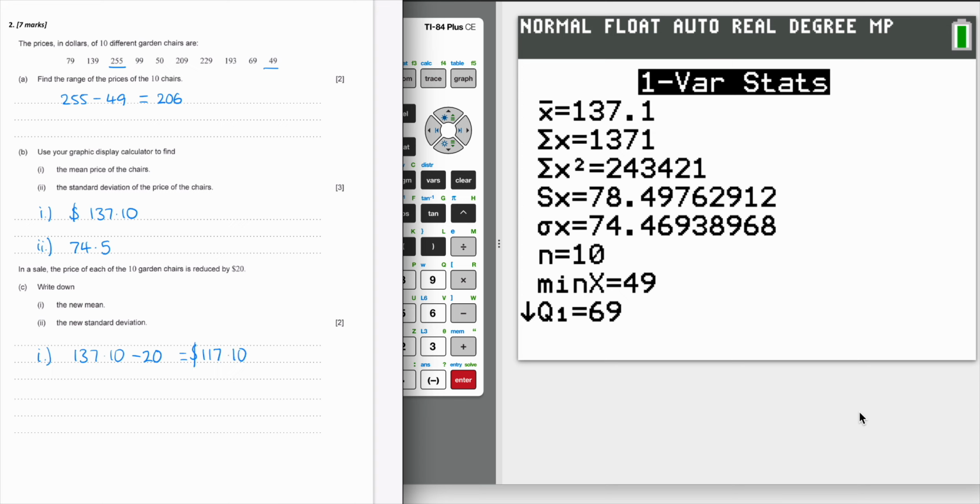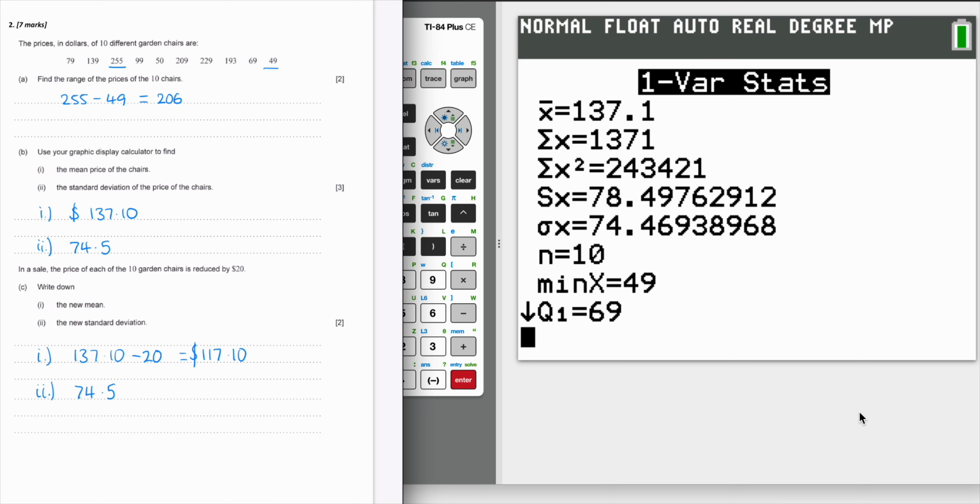$117.10. And then for the standard deviation, now if every single value has changed, the range hasn't changed at all, and therefore the standard deviation will be the same. So it is still 74.5 to 3 significant figures.